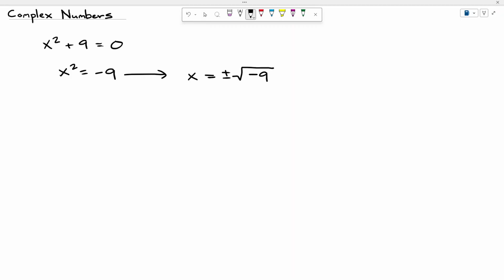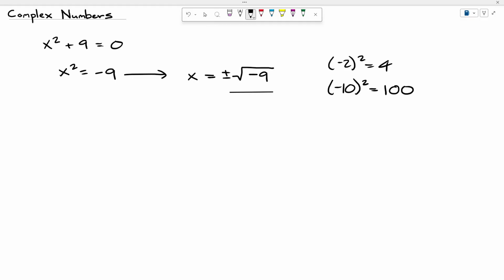But this is just not possible because the square of any real number is positive. It's never negative. I mean, 2 squared is 4, but if we took negative 2 and squared it, that's still 4. Or if we took negative 10 and squared it, that's still positive, and so on and so forth. So negative numbers don't have real square roots.